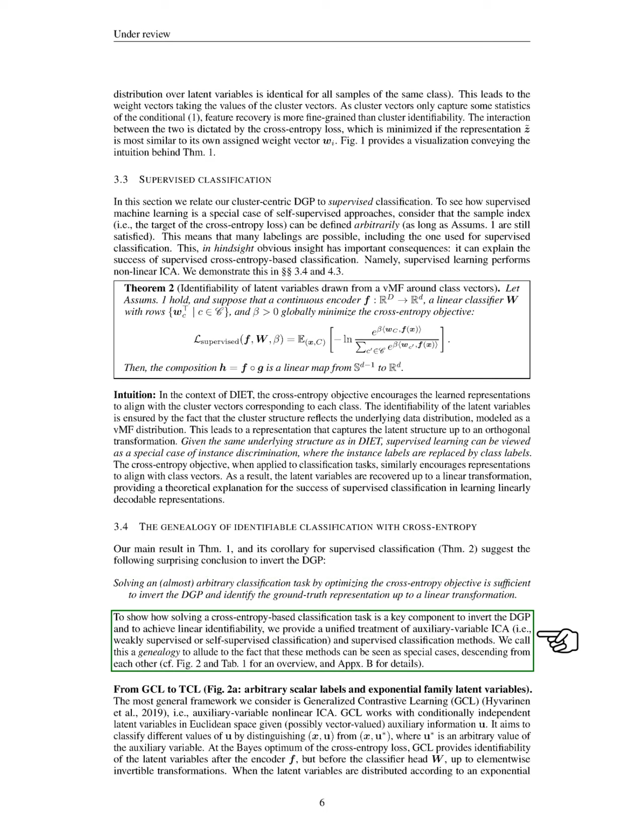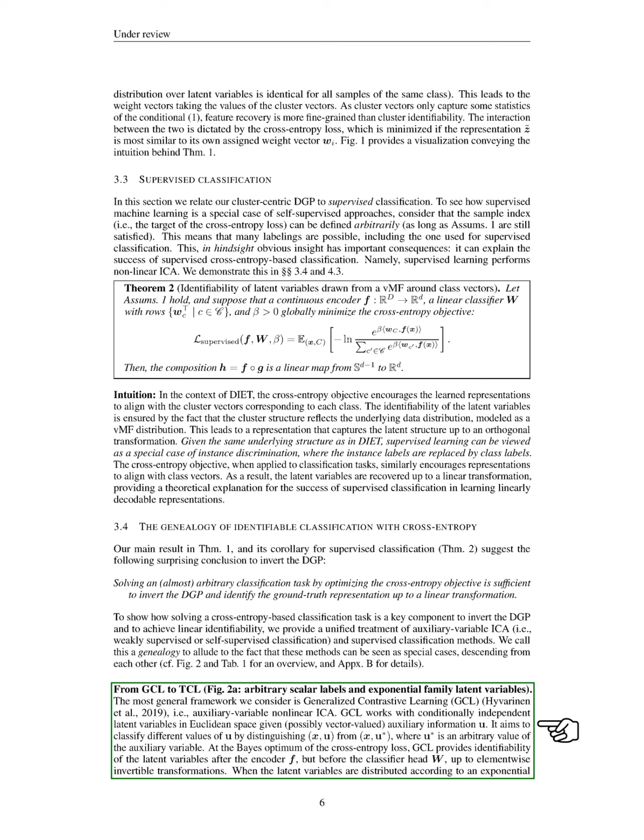We present a unified view of different classification methods, including weakly supervised and supervised approaches, which we refer to as a genealogy, highlighting their interconnectedness. Starting with the most general framework, we consider auxiliary variable nonlinear independent component analysis, ICA. This framework operates with independent latent variables in a space defined by auxiliary information. It aims to classify different values by distinguishing between them based on an auxiliary variable. At the optimal point of the cross-entropy loss, this framework allows us to identify latent variables before the classifier, up to invertible transformations.